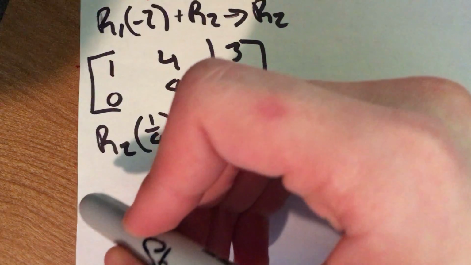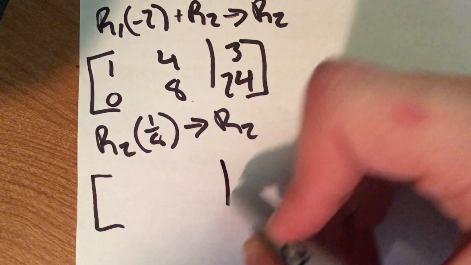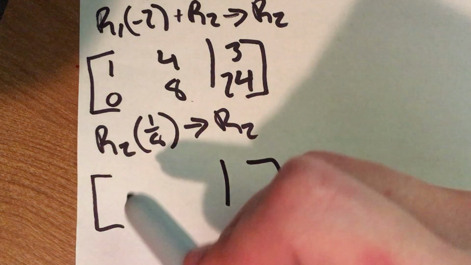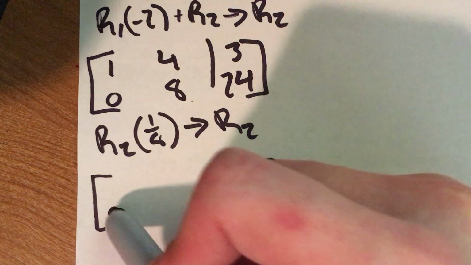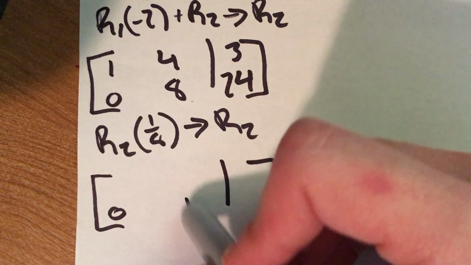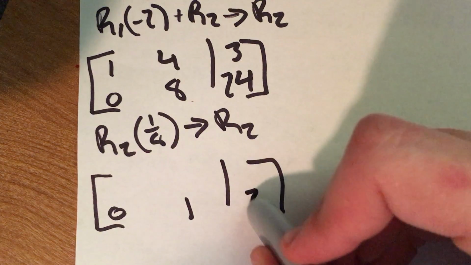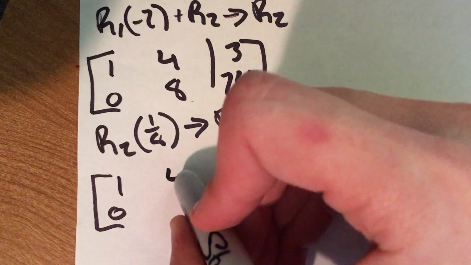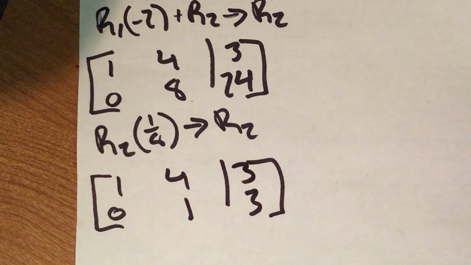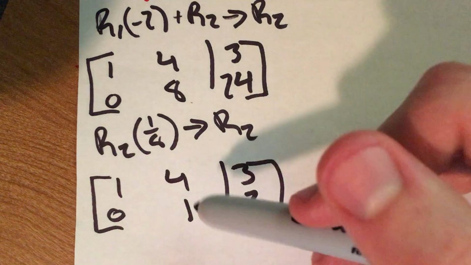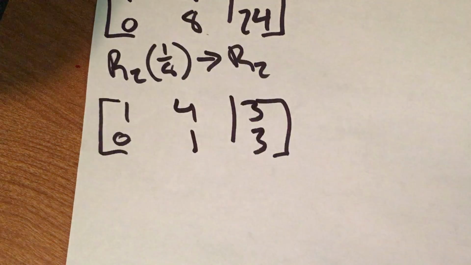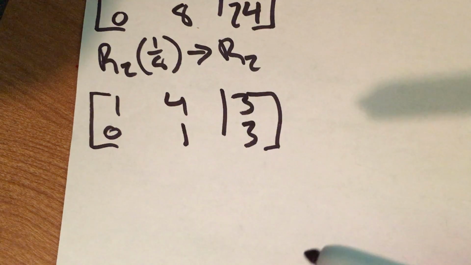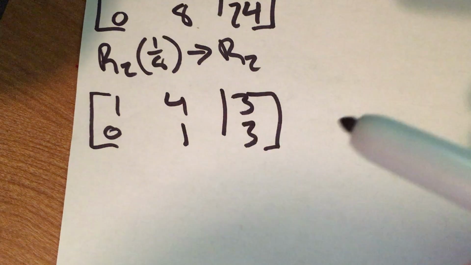So bring it down. Row 2 times 1/8. 0 is going to stay 0. 8 is going to turn into 1. 24 is going to turn into 3. Bring down the first equation. Okay, and now we're going to move up and figure out the 4. And that 4 needs to be 0.